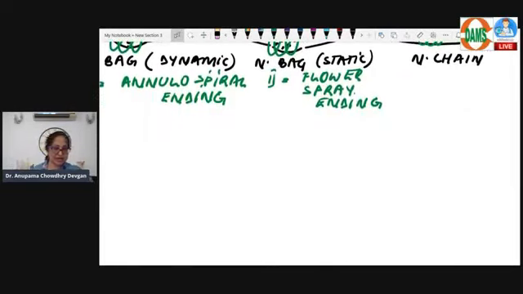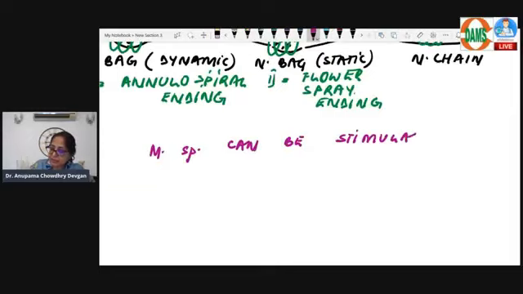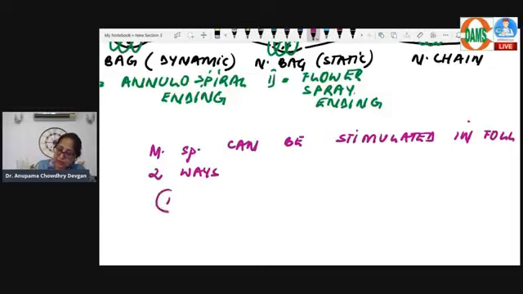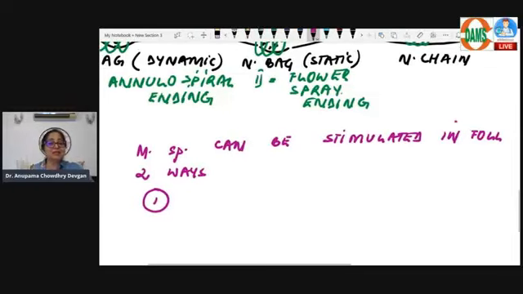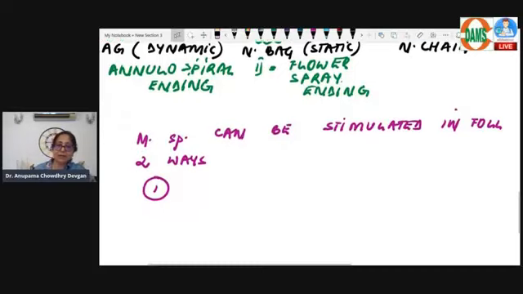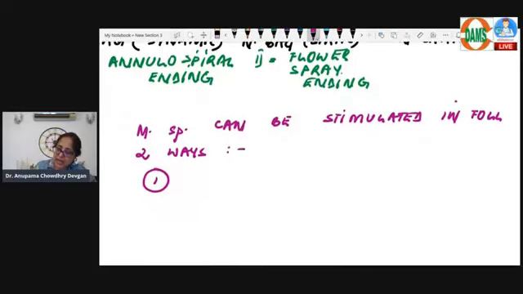Okay, let's try and understand this. Now, the muscle spindle can be stimulated in the following 2 ways. Remember, muscle spindle is a receptor for muscle length. So how can a muscle spindle be stimulated? Number 1, if I increase the muscle length.